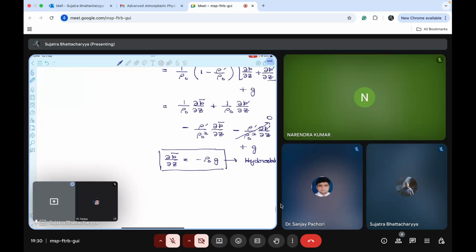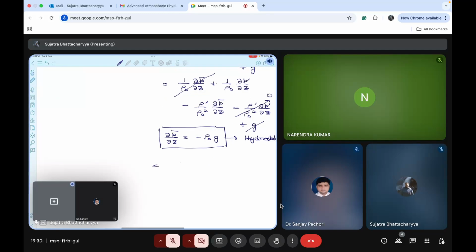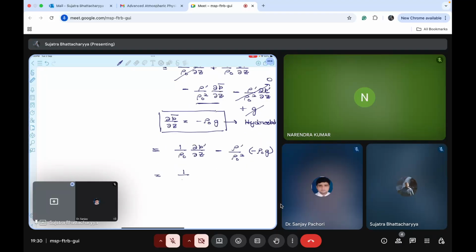So this and this can be chopped out. So finally, what are we getting? We are getting 1 by rho naught delta p dash by delta z, minus rho dash by rho naught square into minus rho naught g. This term. So you are getting 1 by rho naught delta p dash by delta z plus rho dash by rho naught into g.